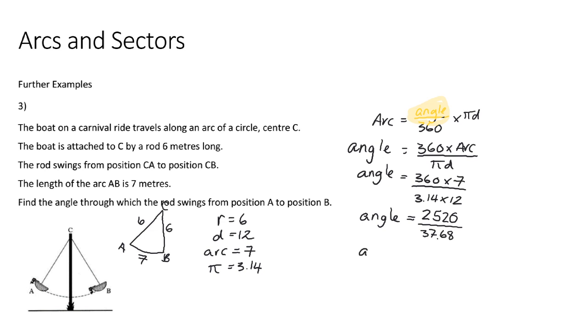Once I've got those two values, I can go ahead and do the division itself in the calculator. 2520 divided by 37.68. What the answer will give me is 66.87898. So I'm going to round that to 2 decimal places. 66.88. It's an angle, so I've got to put in degrees.